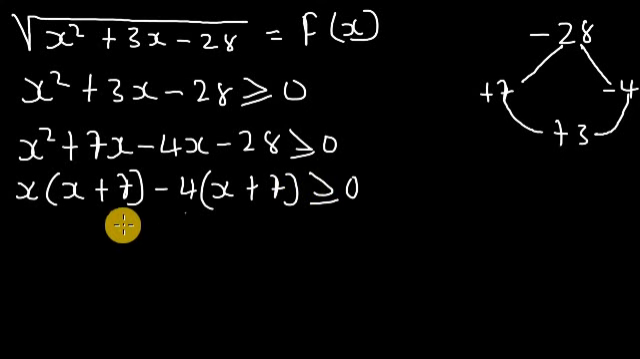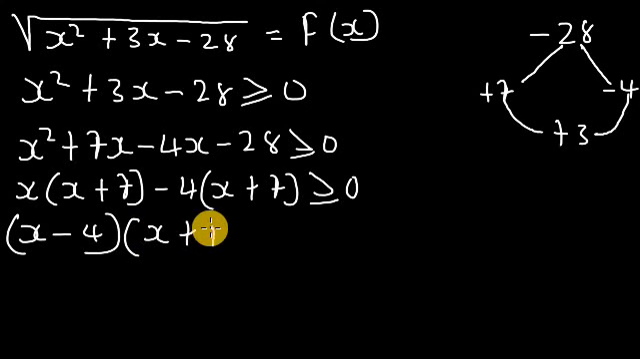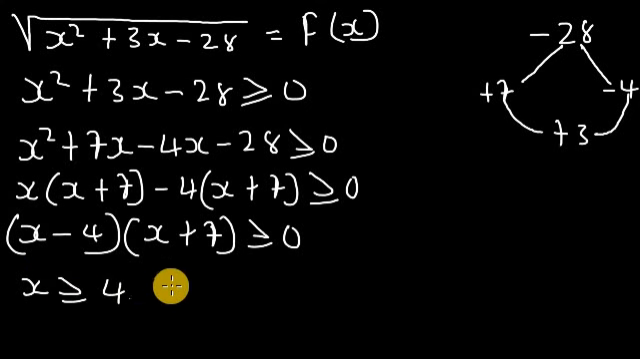Everything is greater than or equal to 0. Then finally, I'm going to take out the GCF. I'm just going to compare the brackets and have x minus 4 associated with x plus 7. Then everything is greater than or equal to 0. Then finally, x is greater than or equal to 4, and x is greater than or equal to negative 7. Now, there's something you will need to do.